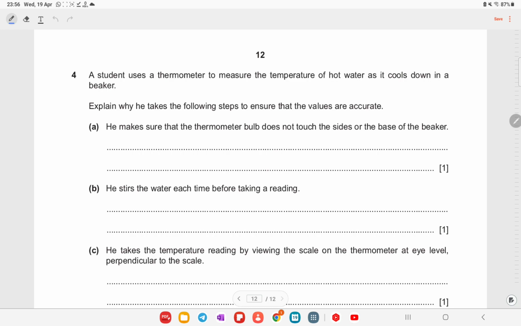Moving to the last question, it states that the student uses a thermometer to measure the temperature of hot water as it cools in a beaker. Explain why he takes the following steps to ensure that the values are accurate. He makes sure the thermometer bulb does not touch the sides or the base of the beaker. Obviously the sides and the base have different temperatures, so that's why he does not let the thermometer touch the base or the walls.